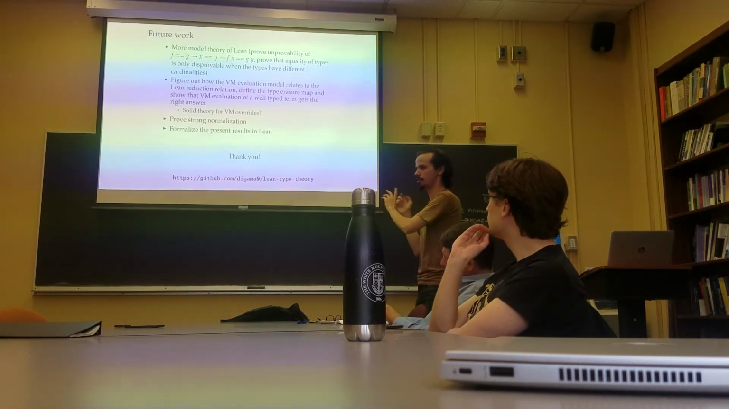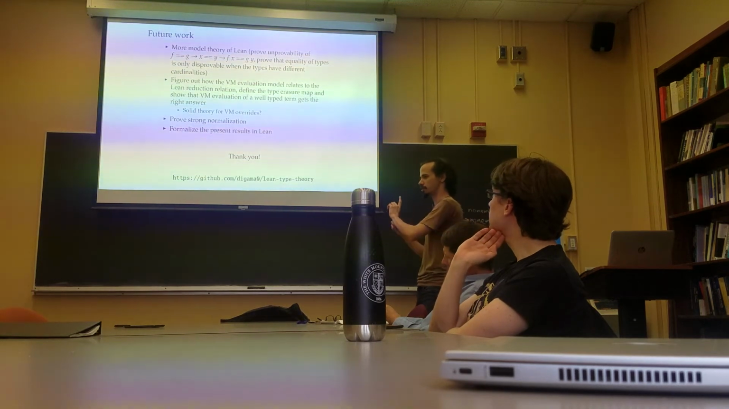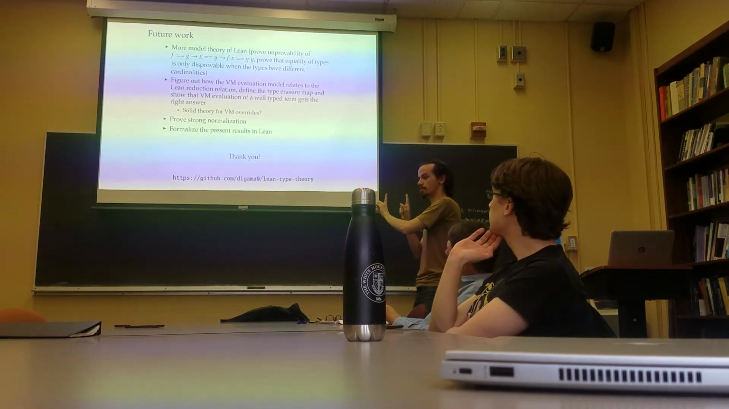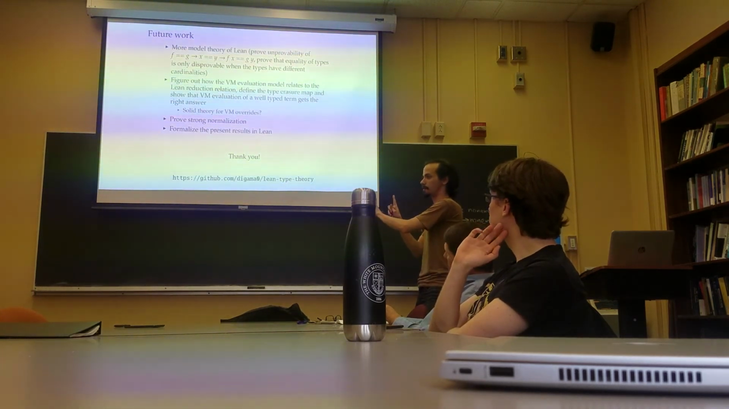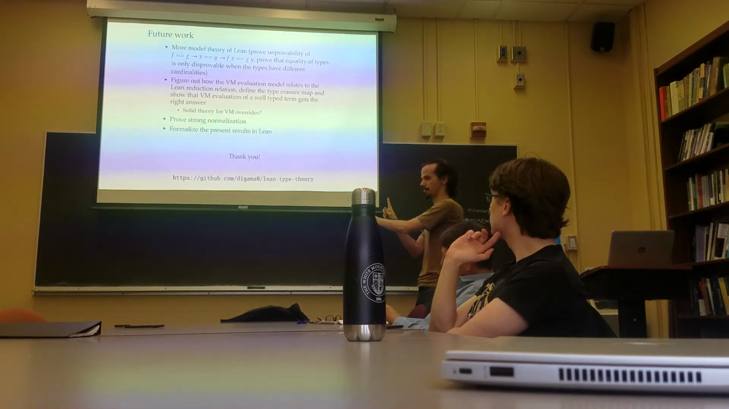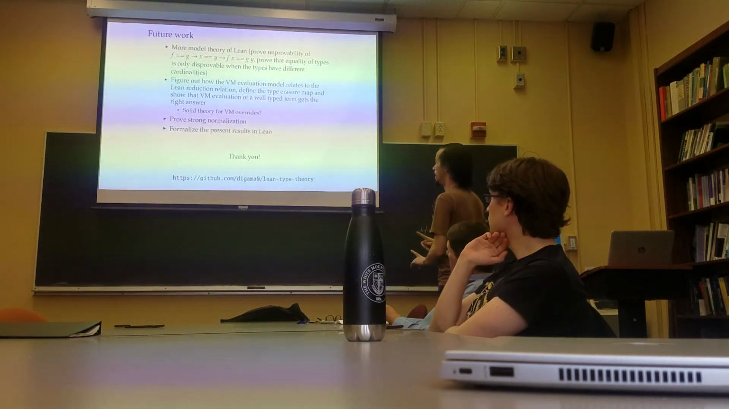The only thing that you can do in order to really prove that two types are not equal is cardinality, because if two types are equal, then they have to have the same cardinality. But that's about it.